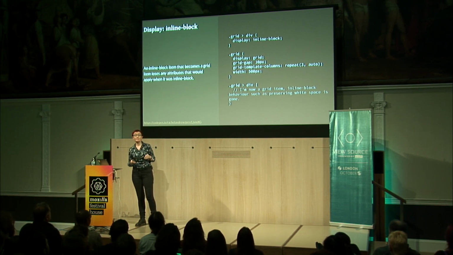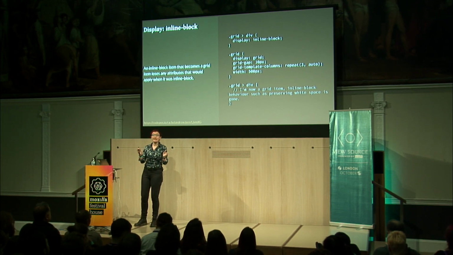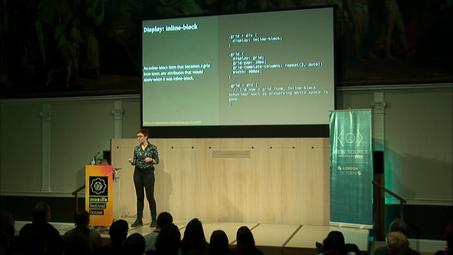Same is true with inline block. If you use inline block to line things up in a kind of grid format, you might know that you get the white space issue where things have a bit of space between them. If it becomes a grid item, that all just goes away. It stops being an inline block item. You can just do that. Do one, then do the other. It'll just work.